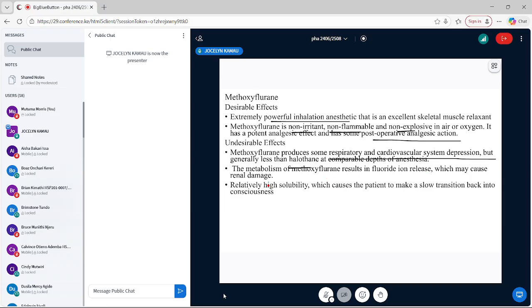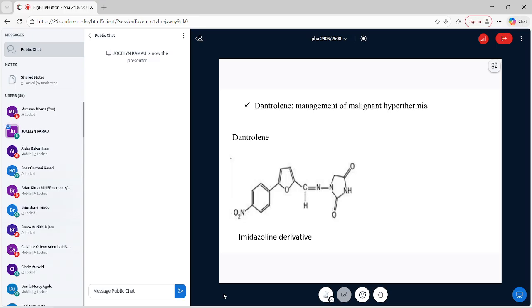The metabolism of methoxyflurane results in fluoride ion release. Remember, we did mention that fluoride can cause renal toxicity, which may cause renal damage, as we have already mentioned. Relatively high solubility causes the patient to make a slow transition back into consciousness, that we have already discussed. So those are some of the advantages and some of the disadvantages of these drugs. And I think I've gone into quite a lot of detail. And I believe that is the end of the halogenated.